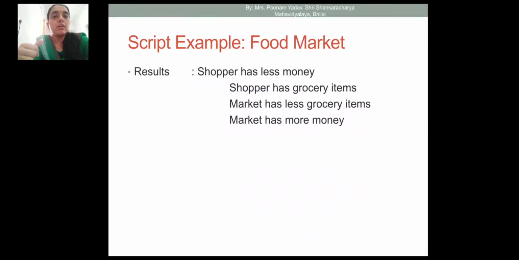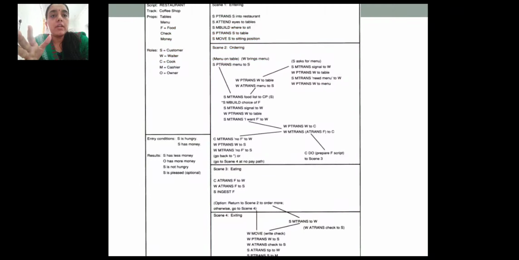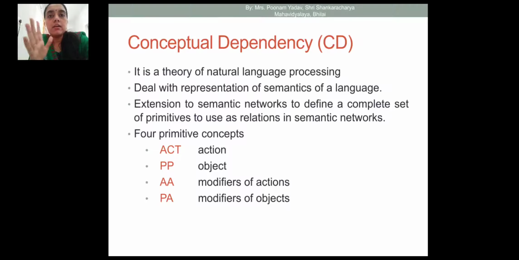So in this way what results will occur? Shopper has less money, shopper has the grocery items which he requires, the market has fewer grocery items and the market has more money. These situations occur after performing the script. In this way the script concept is used.